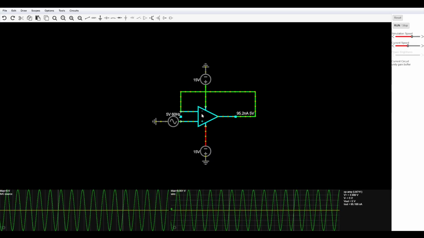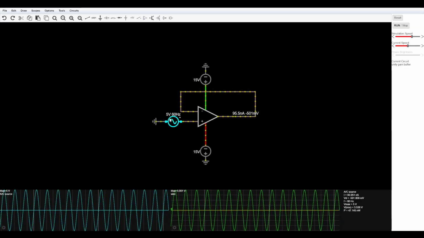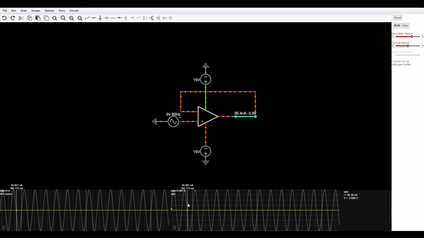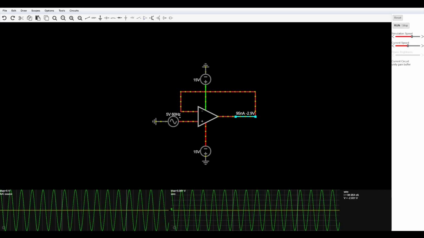What it can actually go to, I'm not entirely sure off the top of my head. But that's why we got it 5 volts. We're keeping it really low. But yeah, it pretty much just follows the same thing, and that's the whole point of it.